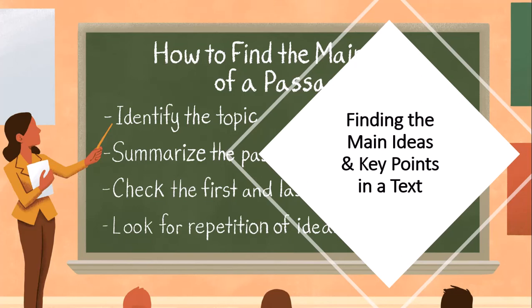Today we are going to talk about finding the main ideas and key points in a text. And I love this picture here, even though it's kind of covered up a little bit: identifying the topic, summarizing, checking the first and last sentences, looking for repetition. These are pretty good points. But if you've been asked to find the key points or the main ideas, there are some other tips that I have for you. So let's get started.